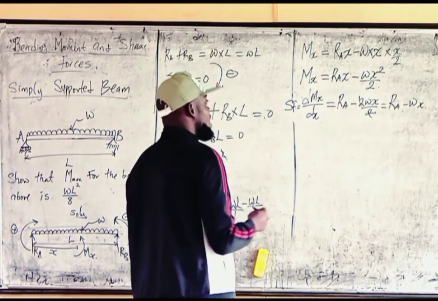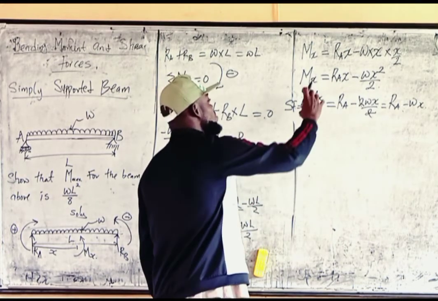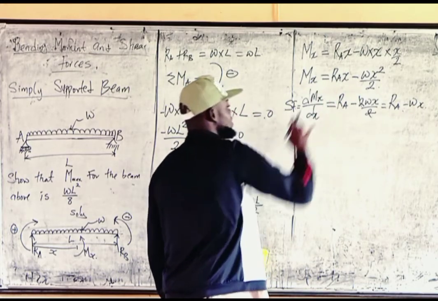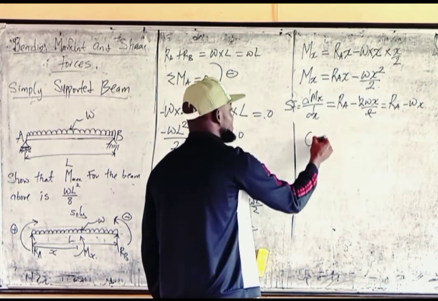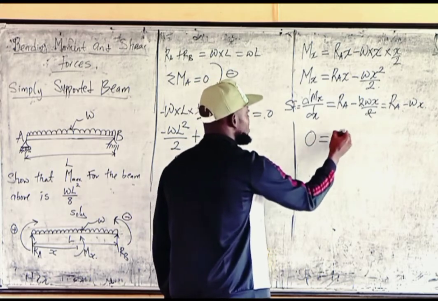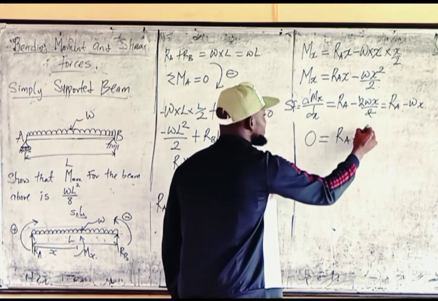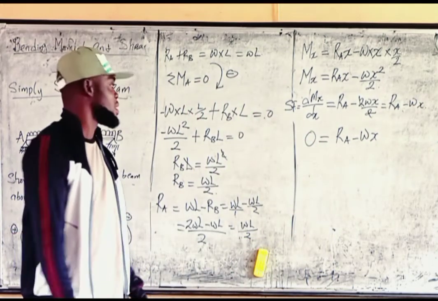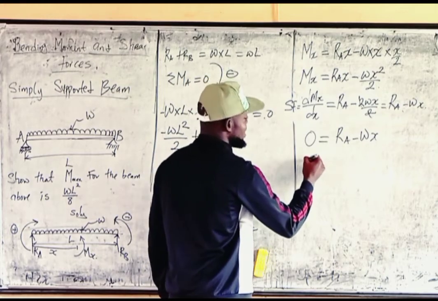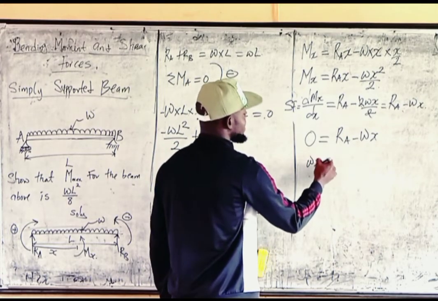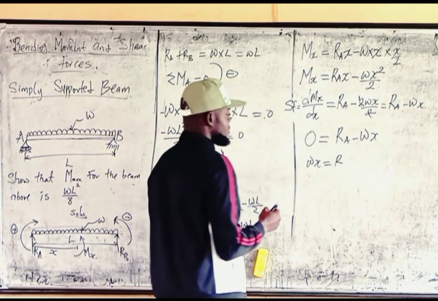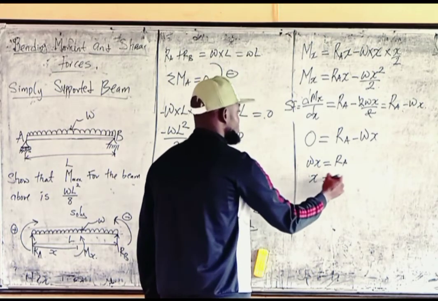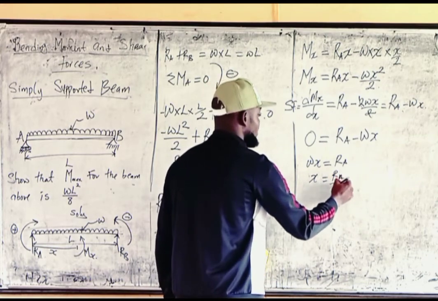Now, the bending moment is maximum when this shear force is 0. So when this shear force is 0, we have our maximum bending moment. What will be the value of x if this shear force is 0? Moving to the other side, we have wx equal to R_A. So x will be equal to R_A over w.